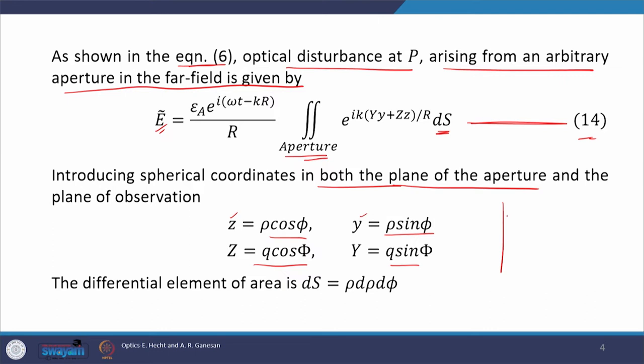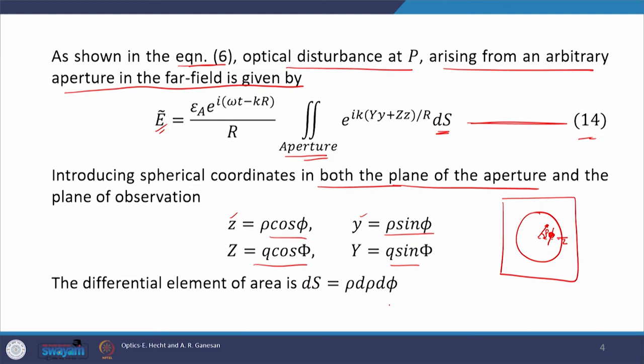Suppose this is your aperture plane and this is your circular aperture, and any elemental area at a distance rho makes an angle small phi with the z axis. Then rho and phi are the two variables in the polar or spherical coordinate system. In the xy coordinate system, x and y are the independent variables, while in polar coordinates, rho and phi are the independent variables.